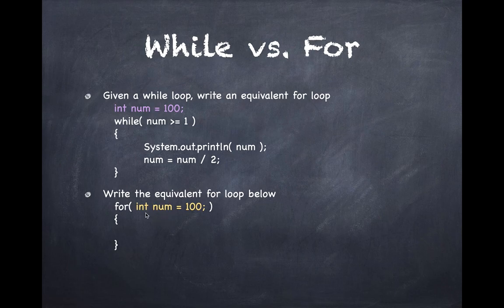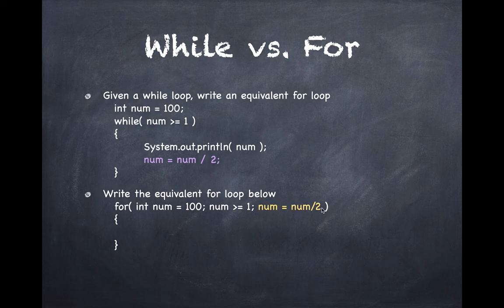The next thing we're going to do is initialize the variable. So this int num equals 100 for the while loop just goes inside the parentheses of the for loop, and we put the semicolon after it. The next thing we're going to do is take this condition, so num greater than or equal to 1 goes down here, and then we're going to take the change of the variable. So the changing of the variable, num equals num divided by 2, goes in here. No semicolon after that one. I don't know why, but that's how it works.